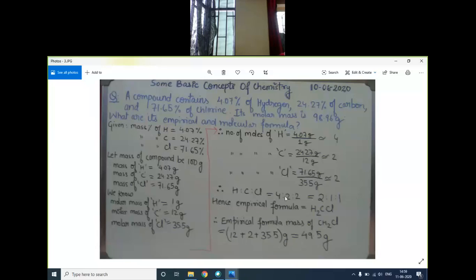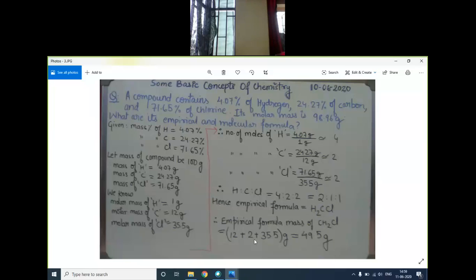So here, using mass percentage, we are taking out given mass. We know the molar mass. Using given mass and molar mass, we are calculating number of moles. From number of moles, we are forming the ratio of the different elements. We are simplifying the ratio to the simplest form. Then we are using that simplest form to form the empirical formula. Now using that empirical formula, we are calculating empirical formula mass.